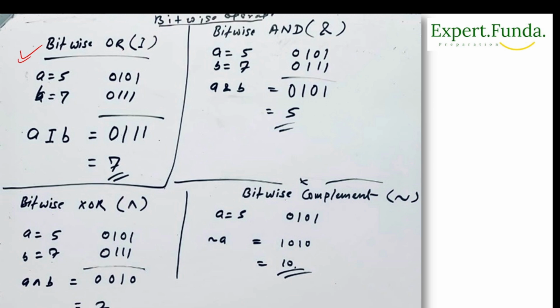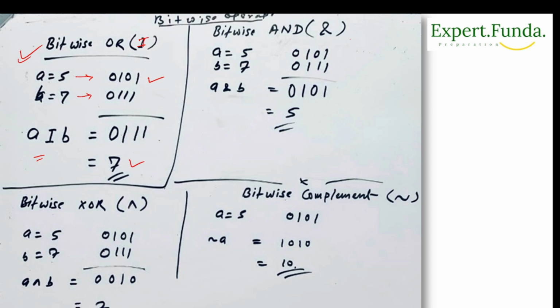So what is bitwise OR? We get the symbol like this, and for that let's understand: if A is 5 in decimal and B is 7 in decimal, then in binary representation we have 0101 for the 5, and for 7 we have 0111. If we do A bitwise OR B, then what will happen? 1 1 becomes 1, 0 1 becomes 1, 1 1 is 1, 0 0 is 0. In decimal it will become 7. So this is called the bitwise OR operator.